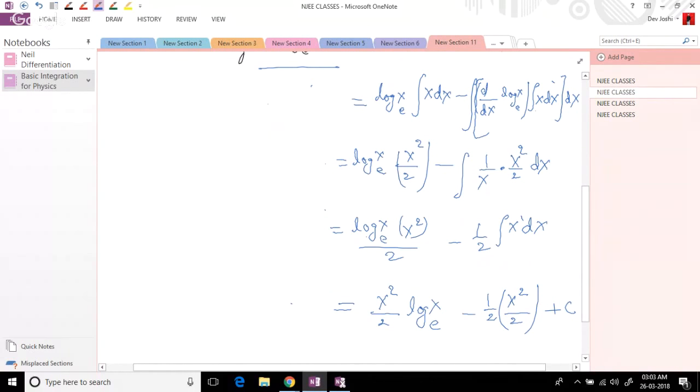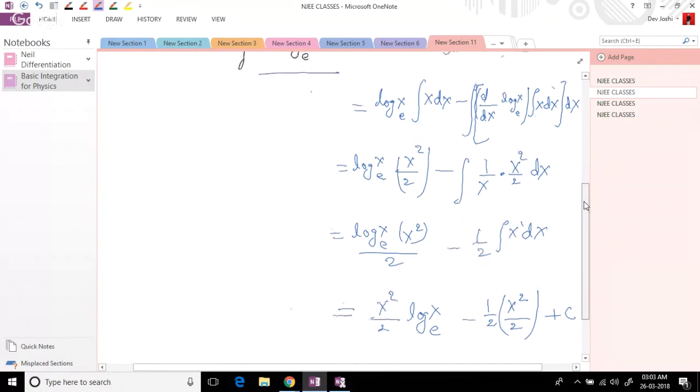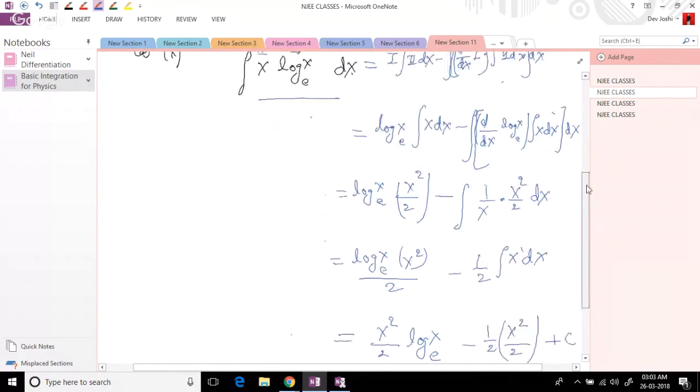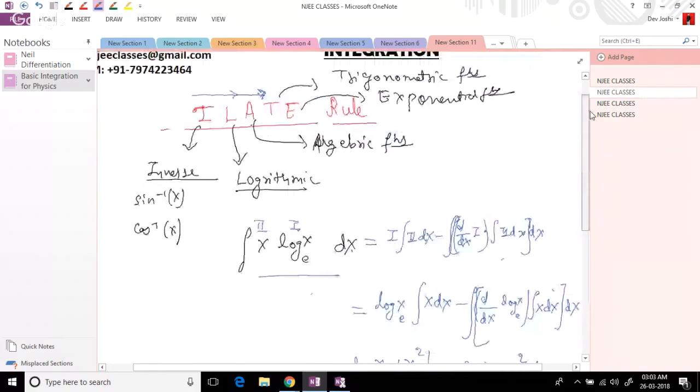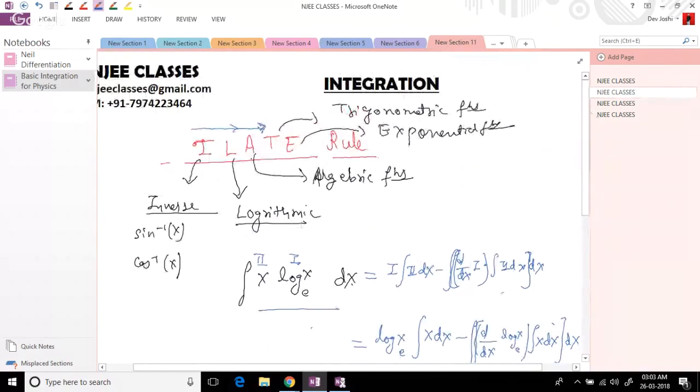Correct. So that is how we can proceed with such kinds of numericals. You understand how first and second are decided? First and second are decided on the basis of the ILATE rule. The function which comes first will be taken as first, and the function which comes second in the ILATE rule will be taken as second while doing the integration.